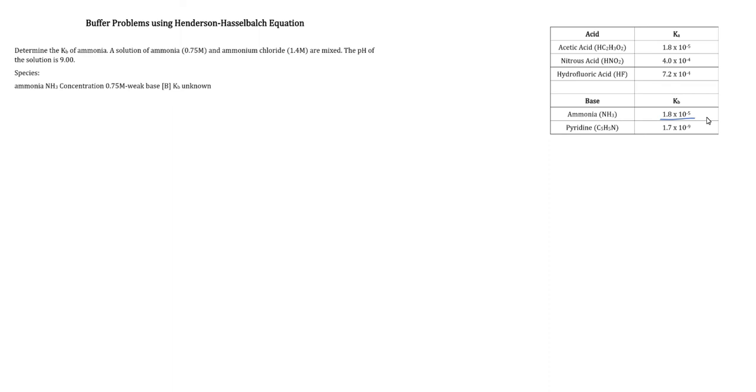So the nice thing about this problem is I know what the right answer is. I just have to show that my Kb is 1.8 times 10 to the negative fifth. However, for now, I'm just going to keep it listed as unknown. Now, I also have ammonium chloride in the solution. Its concentration is 1.4. It is the conjugate acid of ammonia. So again, I have a weak base and a conjugate acid. And I also know that the pH of my final solution is 9.